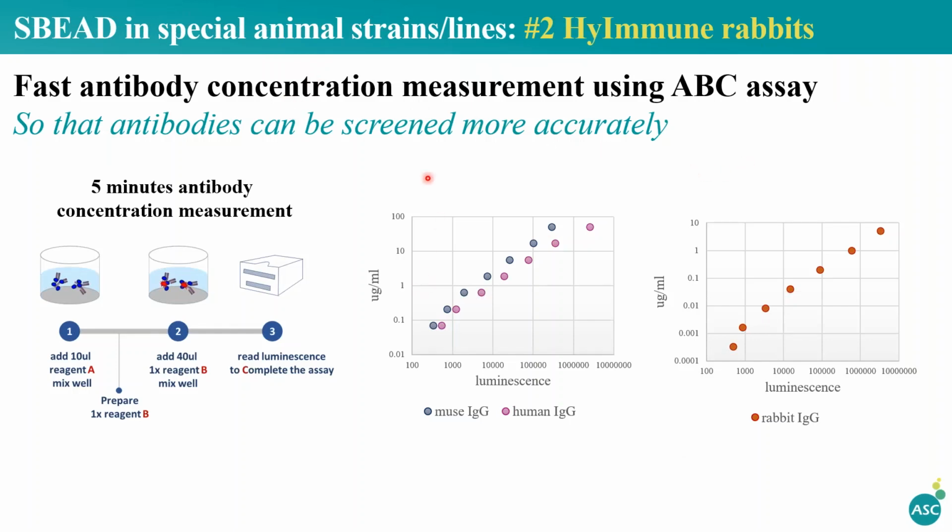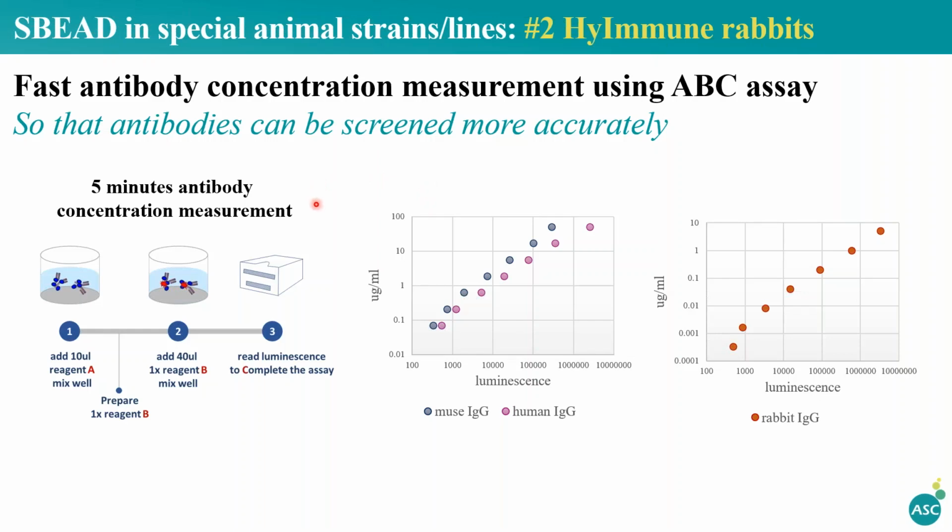The HiImmune rabbit, as well as the animals that I will show later, does not have luciferase fusion, so the antibody concentration cannot be measured so conveniently. Because we have noticed that by knowing the antibody concentration, the screening result can be interpreted more accurately.